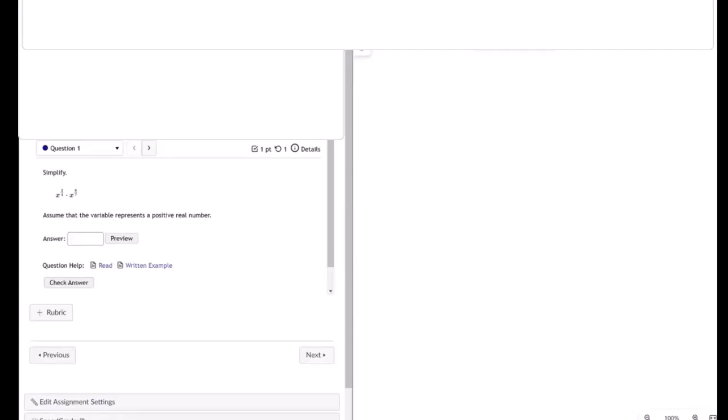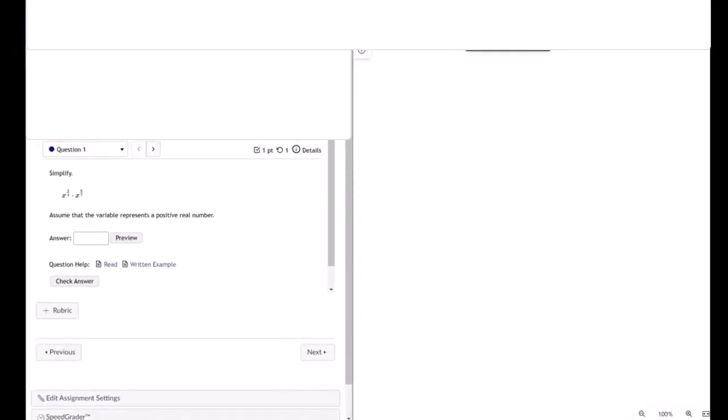Hi, everybody, and welcome. Today, we're going to talk about fractional exponents. First, I'm going to go over exponent rules, just a few of them. If I have the base to a power times the base to another power, we add exponents.